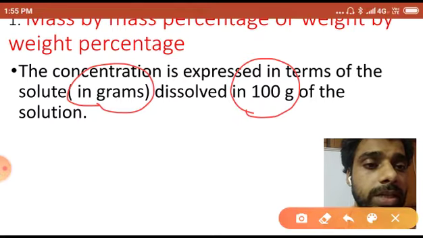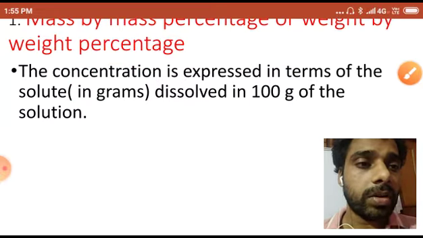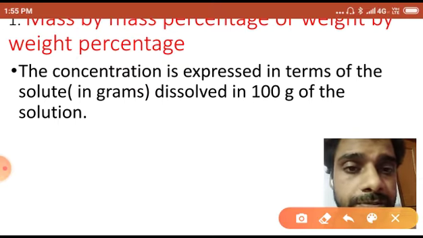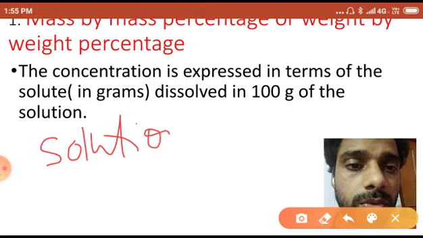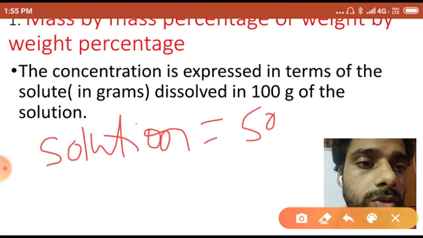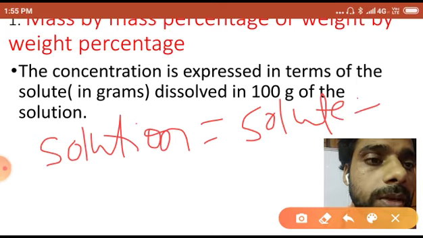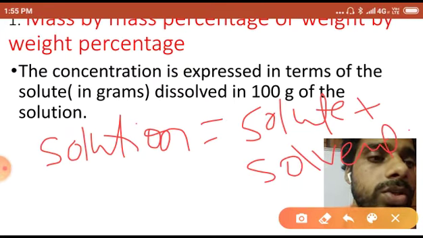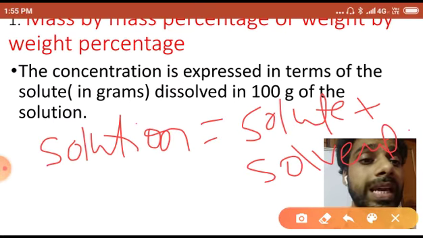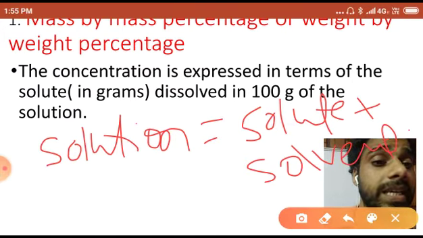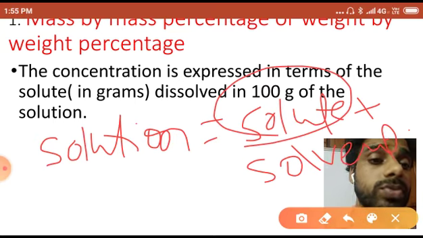So you have to understand that, dear student. Now I will clear this thing. Every time you have to understand that solution is equal to solute plus solvent. Okay, dear student, solution is equal to solute plus solvent. So if 10% NaCl is there, that means 10 gram of solute is there.